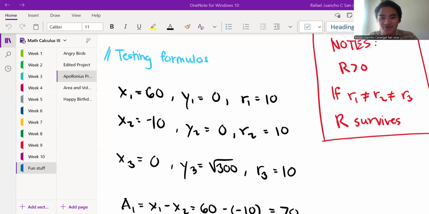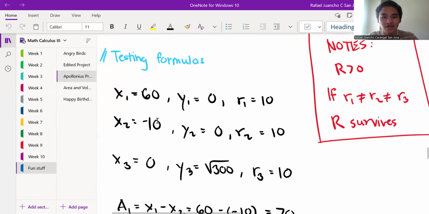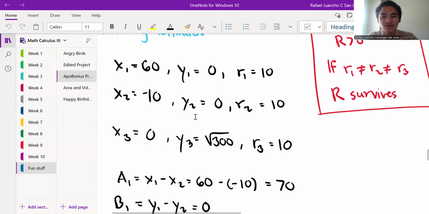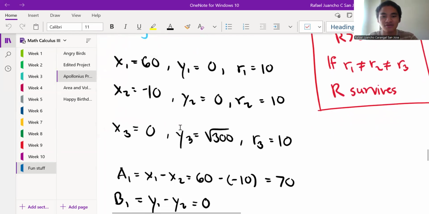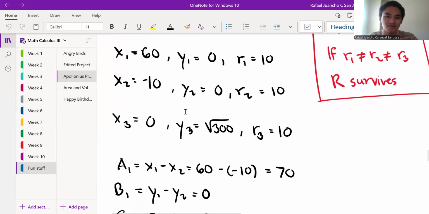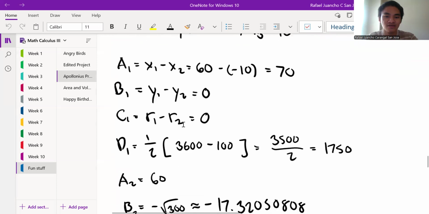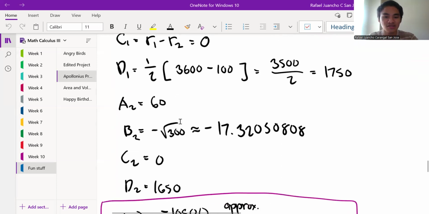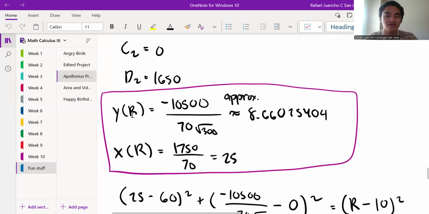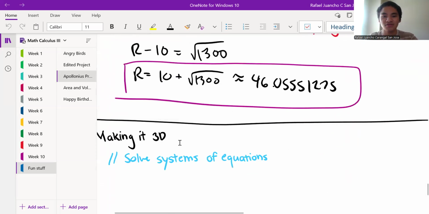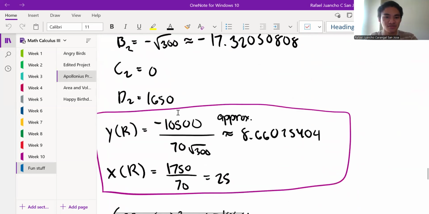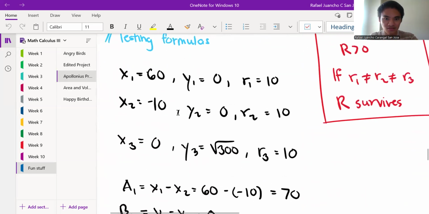So if we look at my numbers, for my inner circles, I think it was x1, y1, r1: 60, 0, and 10, then x2, y2, r2, and x3, y3, r3. So these are my three inner circles with the centers as well as their radii. And then I plugged in everything for the constants, and I got the center as well as the radius of that outer circle. So let me just plug that in.